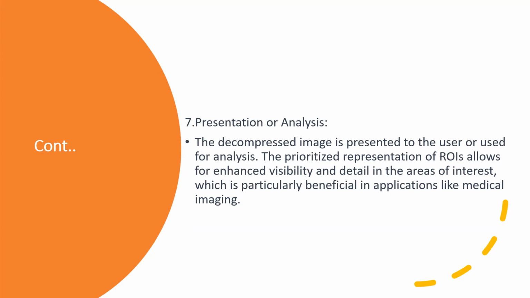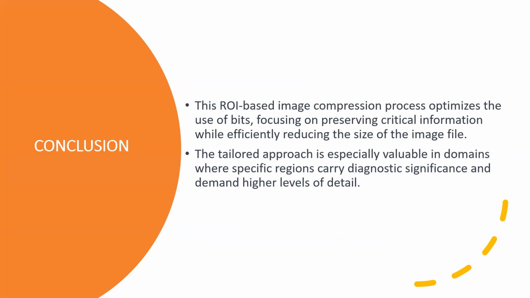Last one is the presentation or analysis. The decompressed image is presented to the user or used for analysis. The prioritized representation of ROIs allows for enhanced visibility and detail in the areas of interest, which is particularly beneficial in applications like medical imaging. So coming to the conclusion of this part. This ROI-based image compression process optimizes the use of bits, focusing on preserving critical information while efficiently reducing the size of the image file.